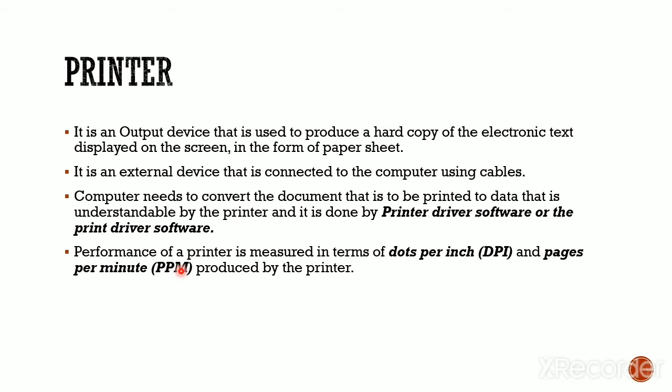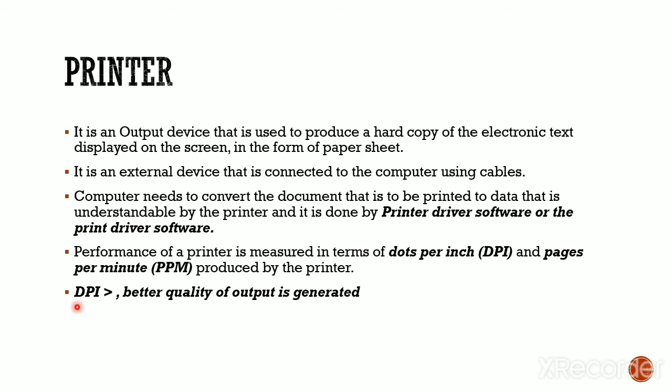In 1 minute, how many pages has that printer been giving out. Okay, and it can also be measured by dots per inch. Dots means the number of inks being printed, the number of dots printed in an inch of paper. Okay, these are the two methods of calculating the performance of a printer.